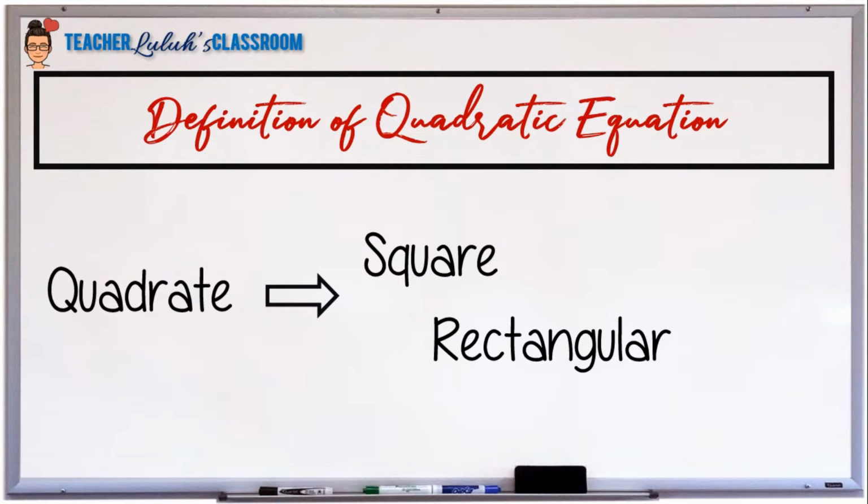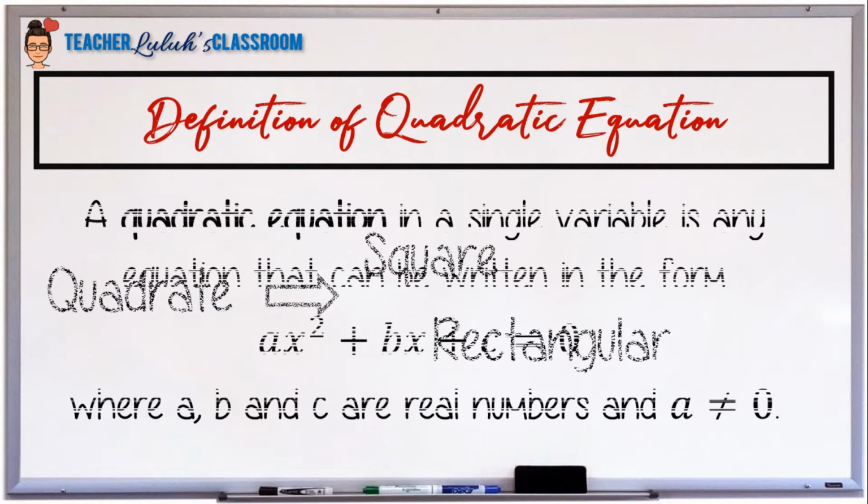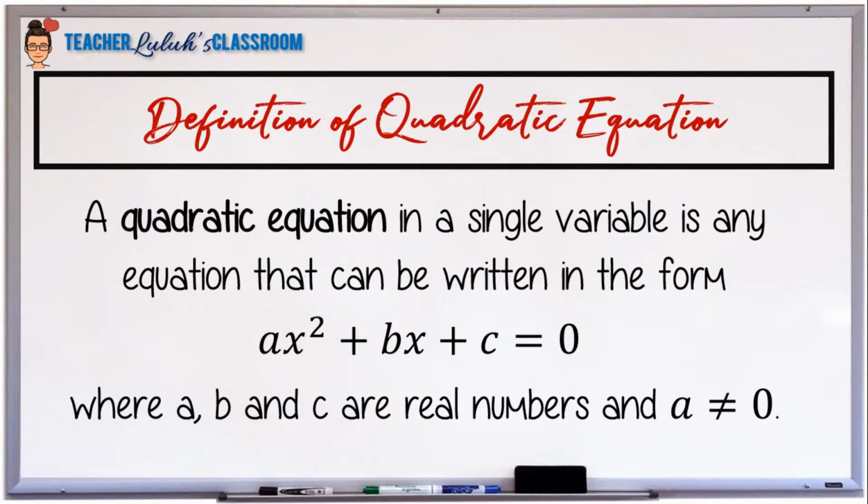In other words, in order to identify whether an equation is quadratic or not, we just have to look at the highest exponent. And that highest exponent should be 2. In a formal definition, a quadratic equation in a single variable is any equation that can be written in the form ax squared plus bx plus c equals 0, where a, b, and c are real numbers and a is not equal to 0. To understand this fully, let us have some examples.